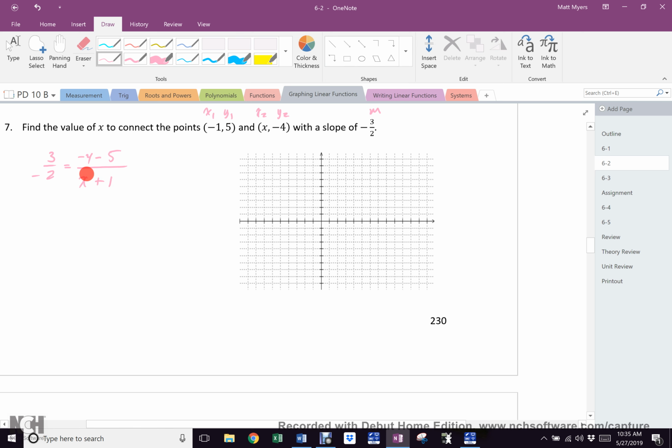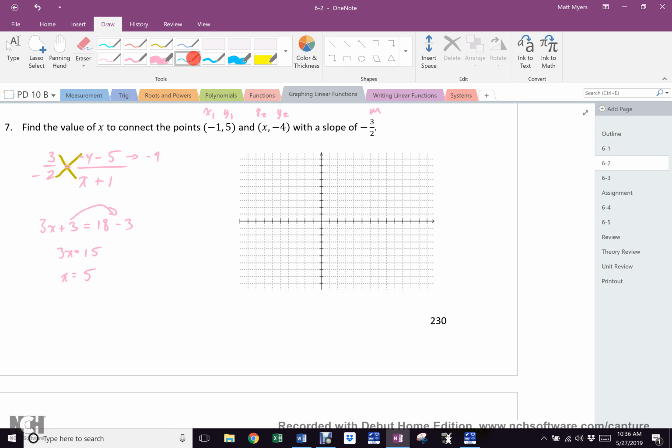Now what do I do when it's fraction equals fraction? Cross. What's 3 times x minus 1? Or x plus 1? 3x plus 3. What's negative 2 times, what's negative 4 minus 5? Negative 9. What's negative 2 times negative 9? 18. What's my job now? Isolate the variable. What happens to that 3? Minus 3. 3x equals what? 15. What does x equal? 5. And I'm done algebraically.